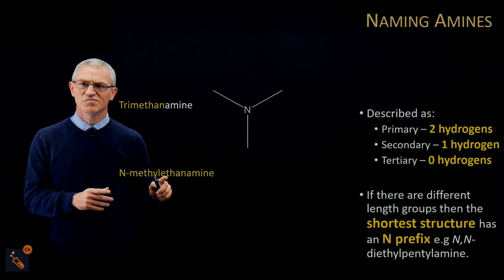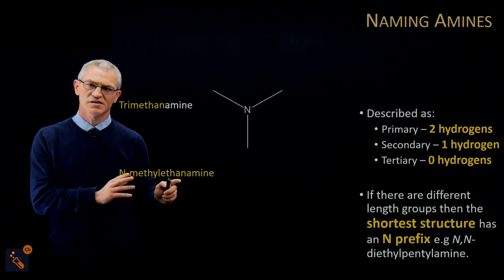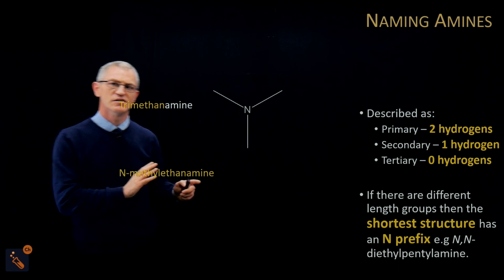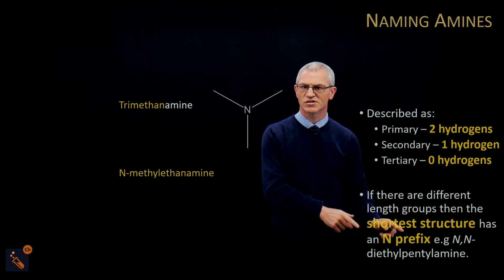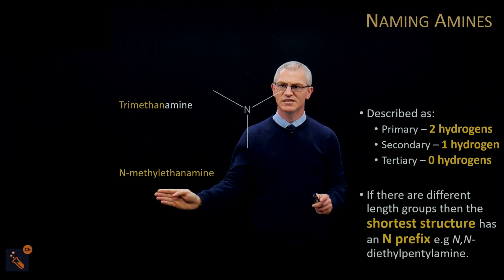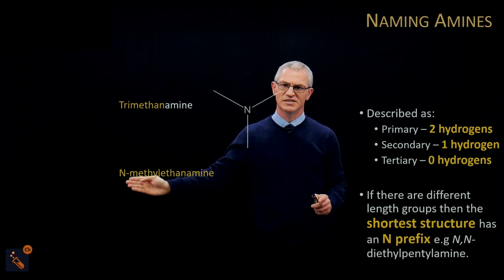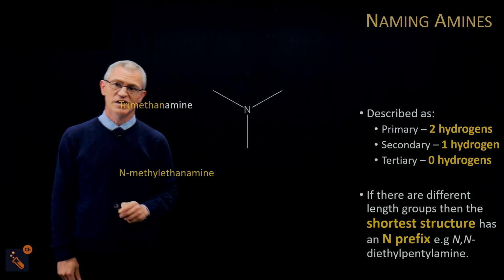Then go to N-methylethanamine. So if we go to that rule that we did earlier, and we just go across here, if there are different length groups, then the shortest structure has an N prefix. So methyl is shorter than ethyl. Because it's shorter, it has the N prefix. And there's only one methyl, so there's only one N.